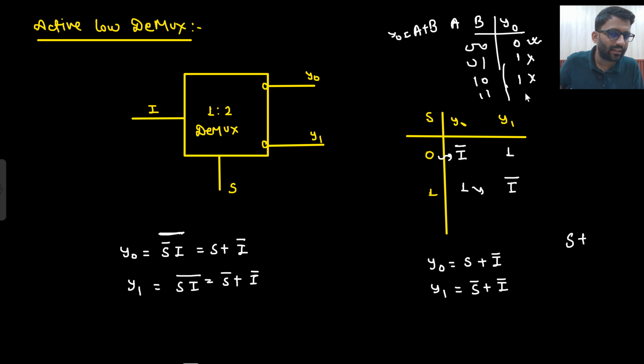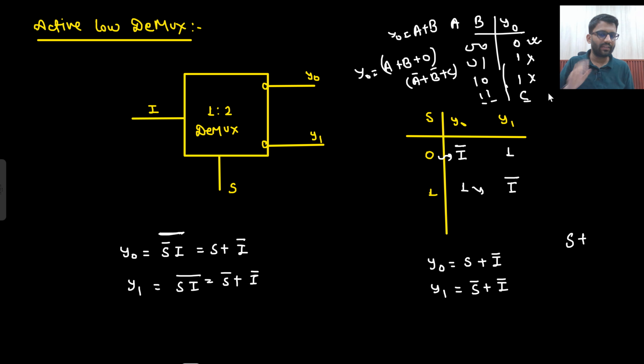But if let's just say in some question there is c available as well. So how will you write down the output of this? So a plus b plus 0 into a bar plus b bar plus c, because this is a bar, b bar plus c. Similarly, in this manner, s plus I bar, there is no 0 available again. And what about y1? S bar plus I bar, because this is S bar. This will represent S bar and this will represent S. In max terms, right?